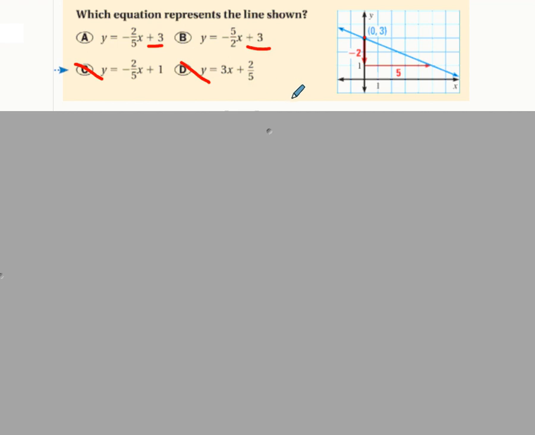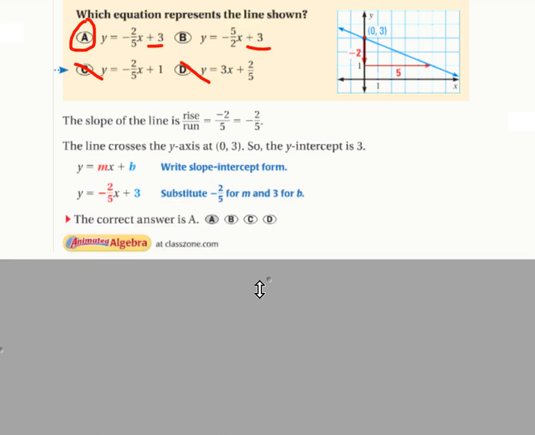Okay, then I know that my graph is going down 2 and over 5. So I'm rising, or in this case falling 2, and I am running 5. So I'm going to look for a slope that has -2 over 5, and in this case that would be A. So the equation of this line right here is y equals -2/5 x plus 3, with my slope being -2/5 and my intercept being +3.